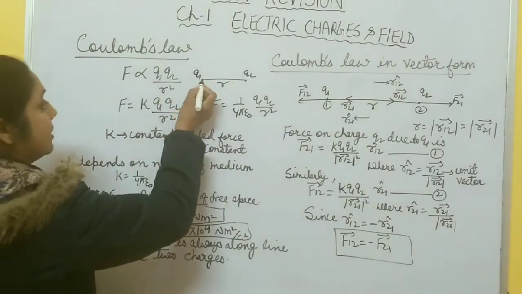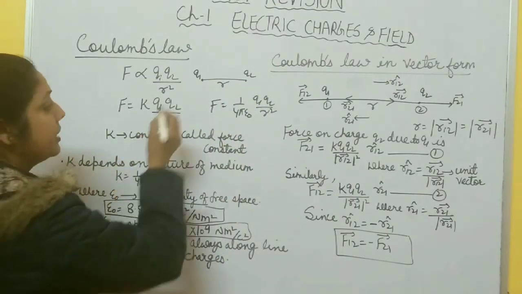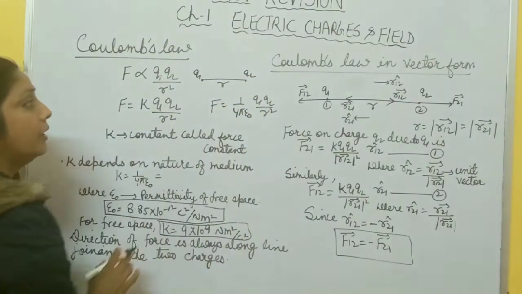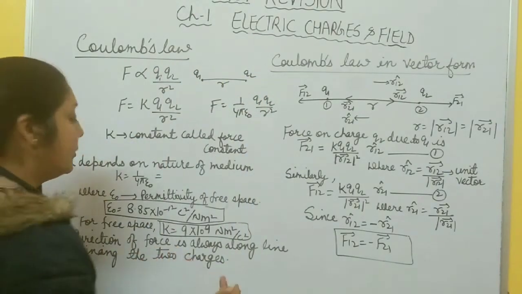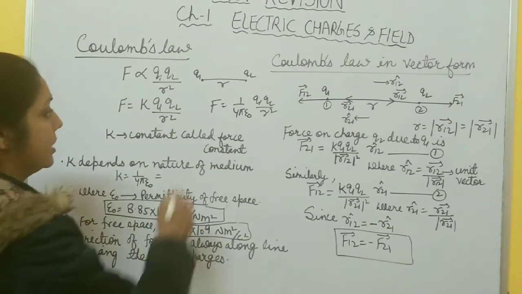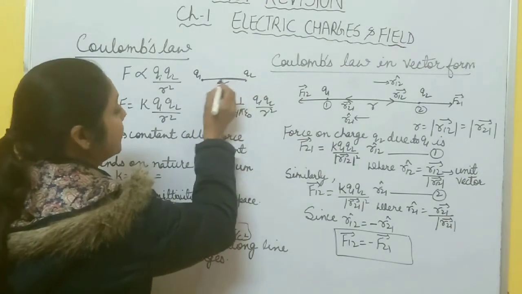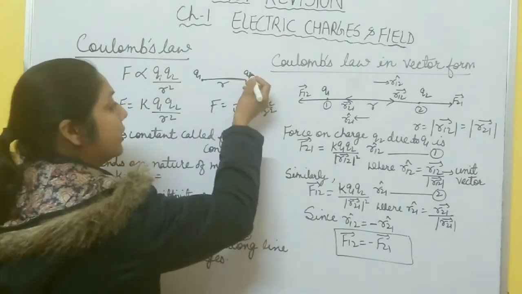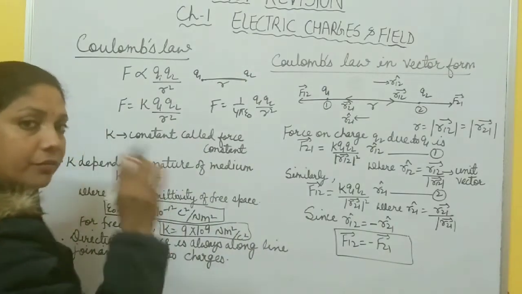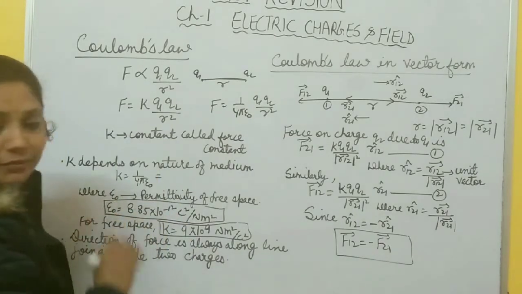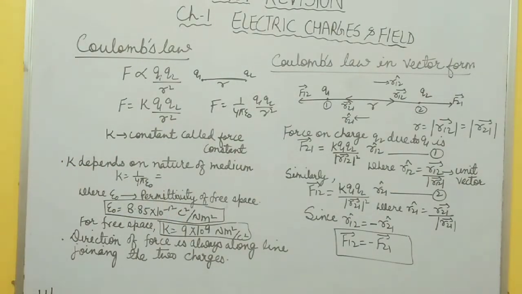And there is a force between these two charged bodies. This Q1 exerts force on Q2, and this Q2 charged body also exerts force on this Q1. What is the direction of that force? The direction of force is always along the line joining the two charges. This is the line joining the two charges. So the force due to Q1 is along this one, and the force due to Q2 is also along this one, always along the line joining the two charges. Is it clear? This is Coulomb's law, and this one is very, very important. This generally comes in a 2 or 3 marks question, right?